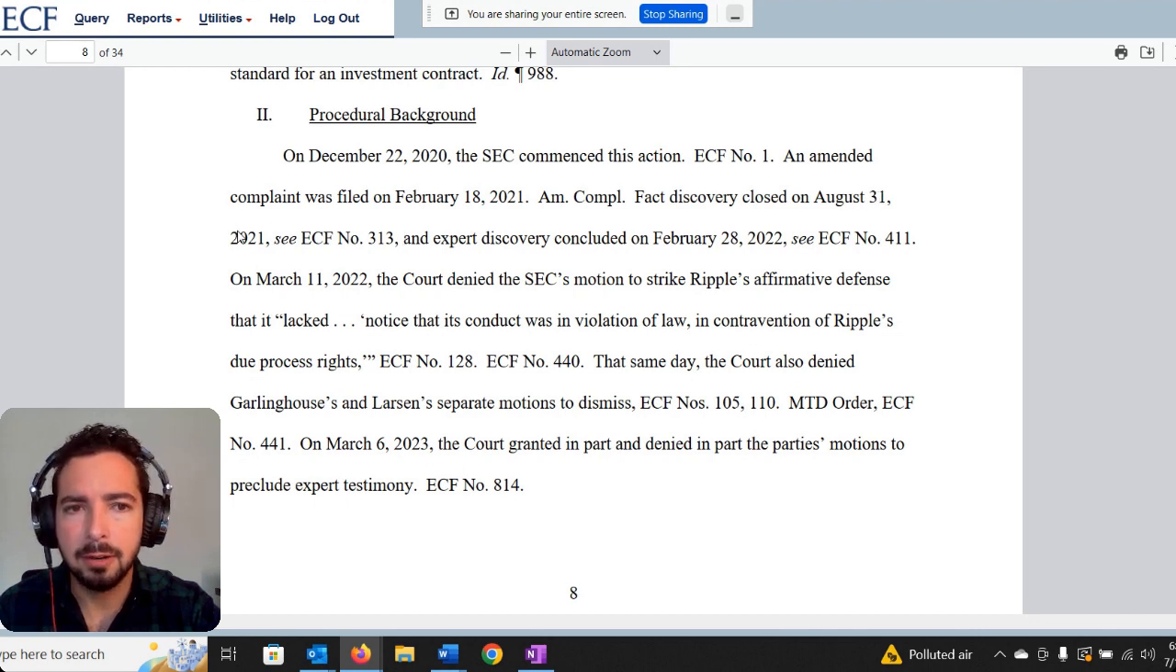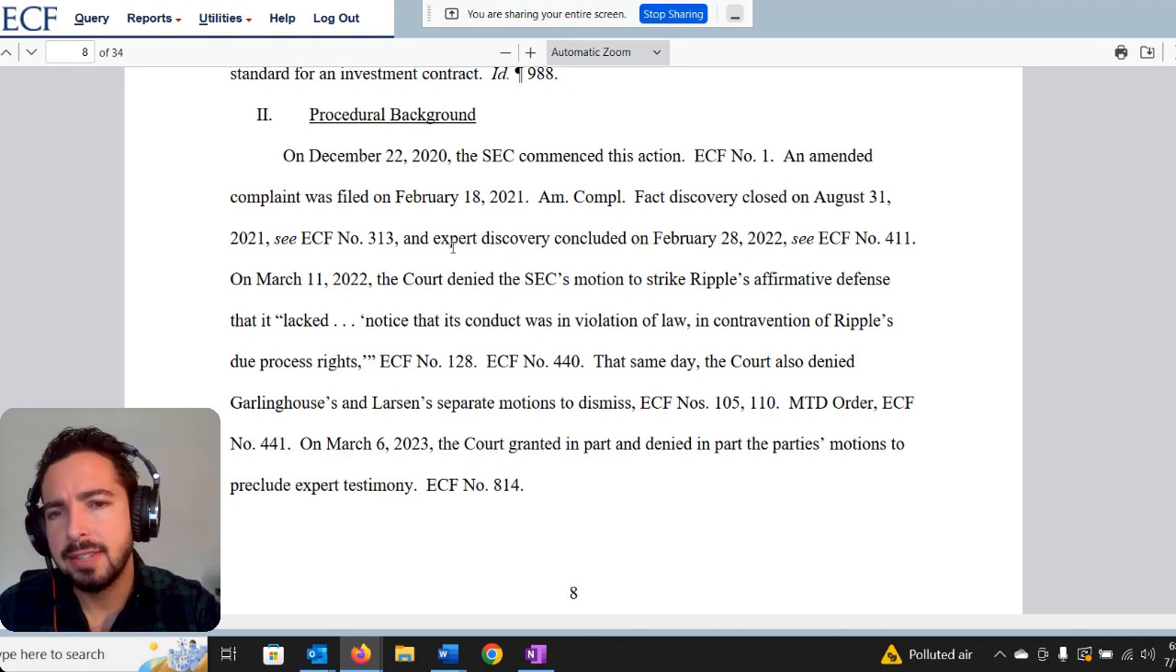So that was a couple of years ago, almost 2 years ago. And that was actually kind of a short period of time, December 2020 to August 2021. So what is that? A little bit more than 8 months. That's not a ton of time for a big groundbreaking case like this. So, oh well. Then we have expert discovery concluded on February 28th, 2022.